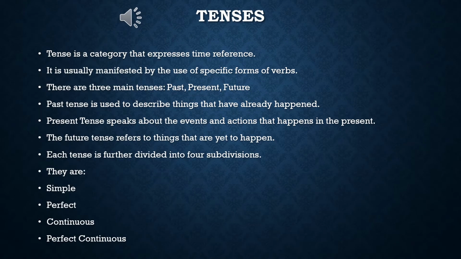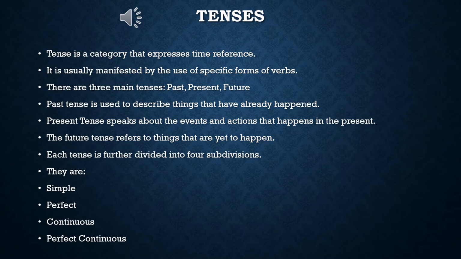So let's have a look at what is a tense. In grammar, tense is a category that expresses time reference. Tenses are usually manifested by the use of specific forms of verbs. There are three main tenses in English. They are past, present, and future.